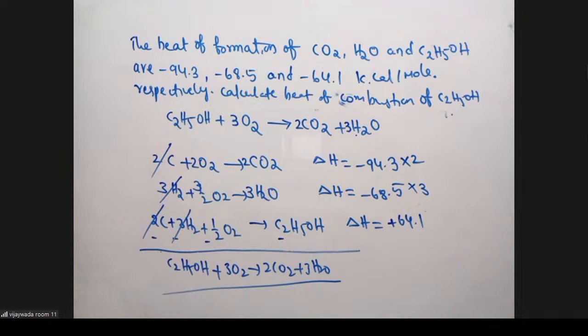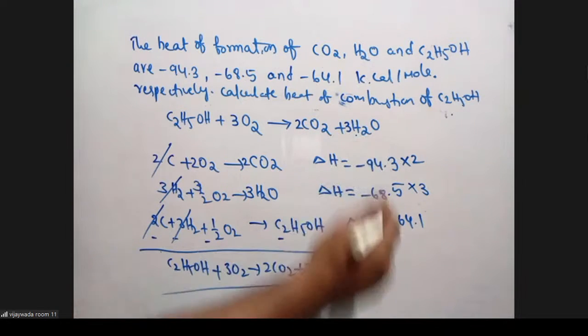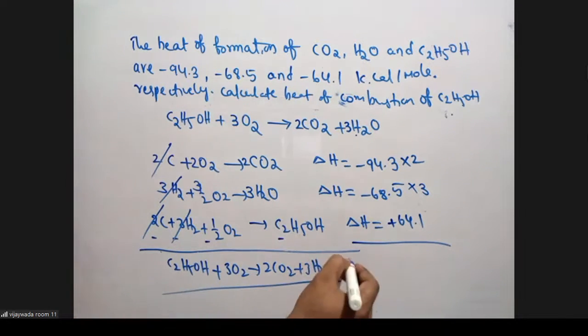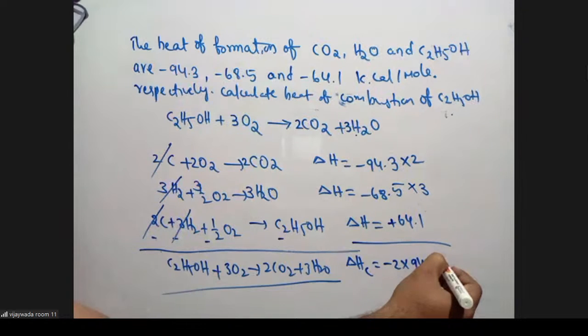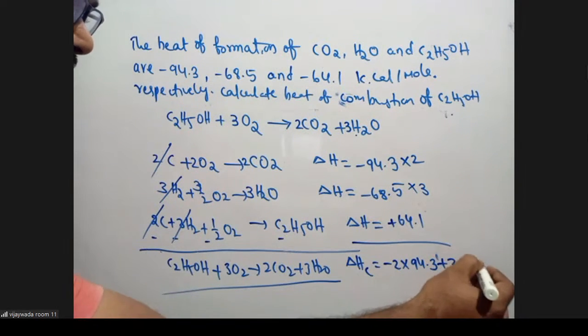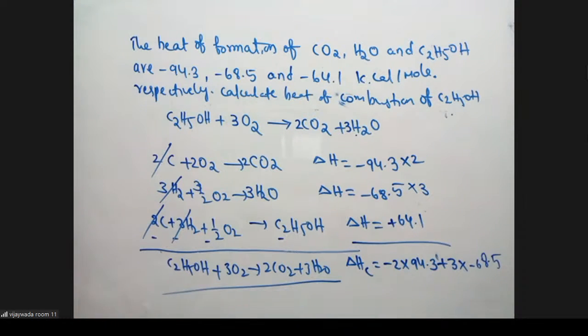We got this equation. And add all these values. Delta H, the heat of combustion of ethyl alcohol, is now minus 2 into 94.3 plus 3 into minus 68.5 plus 64.1. That is the answer. Students, understood?